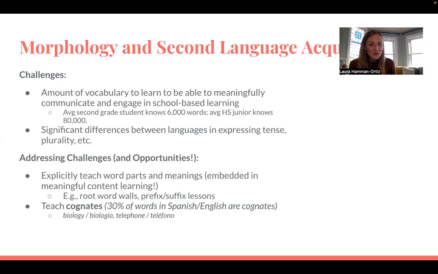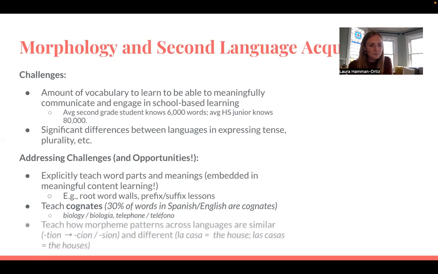If the average second grade student knows 6,000 words in English, that means the average second grade student who grew up speaking Spanish knows 6,000 words in Spanish. So how can we help students make those connections so they can build their vocabulary in English?